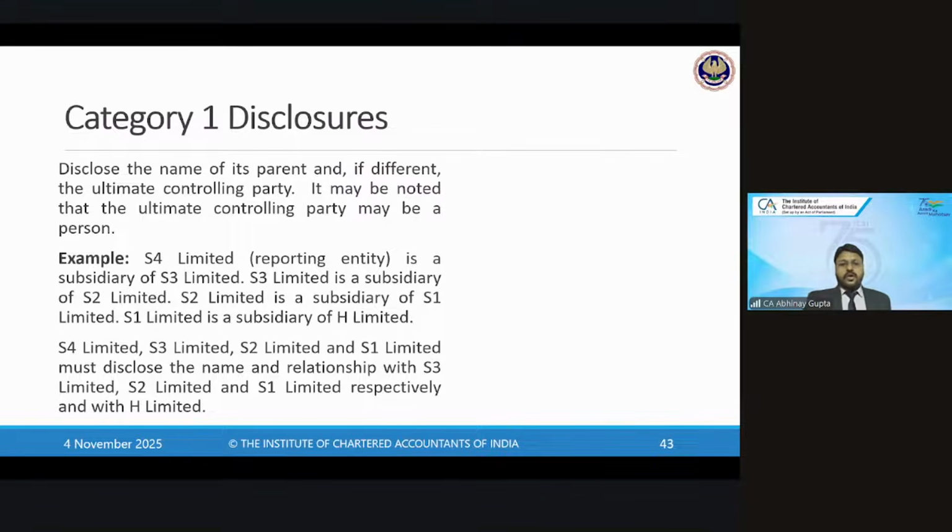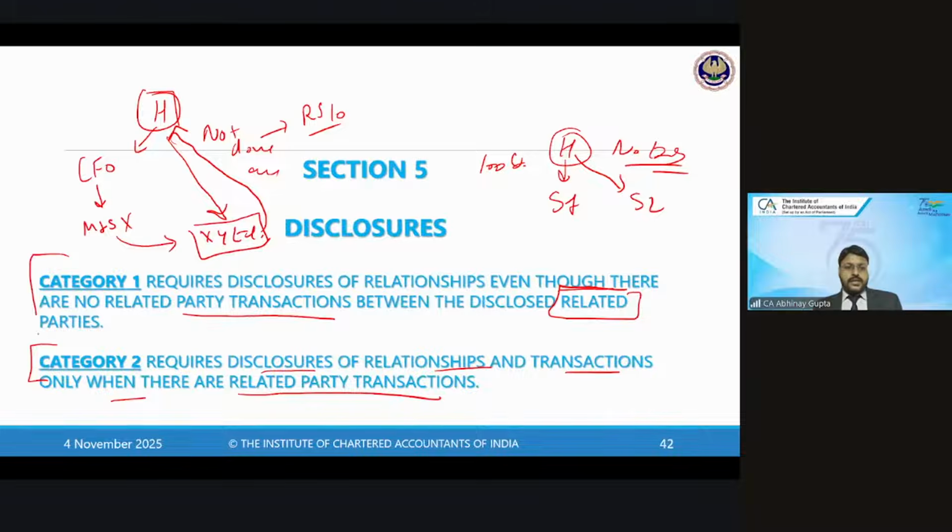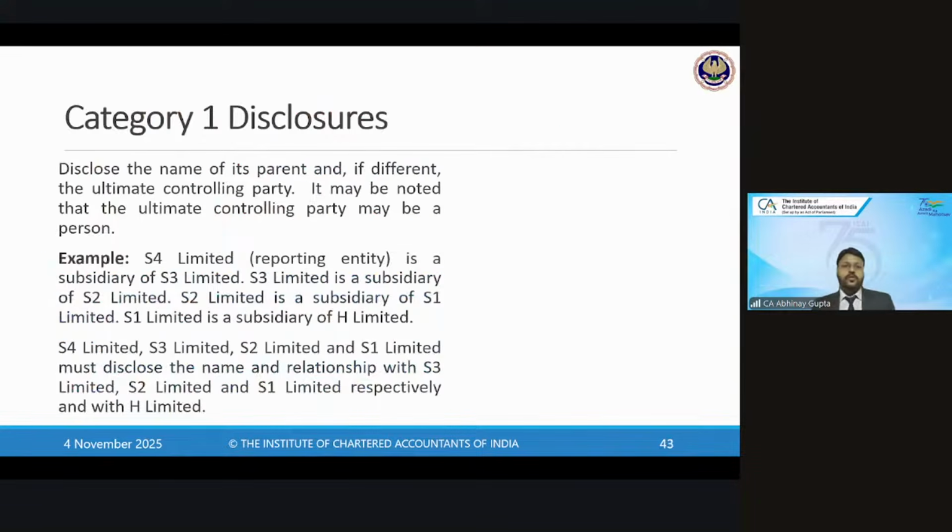So now we are talking about category 1 disclosures, and we will be talking about what disclosures are required for category 1. Category 1 are those related parties which are directly controlled or jointly controlled or significantly influenced by the reporting entity. And whenever I say reporting entity, it means the entity that is preparing the Ind AS financials. Now, for category 1, what disclosures are required? Disclose the name of its parent company and, if different, the ultimate controlling party. It may be noted that the ultimate controlling party may be a person.